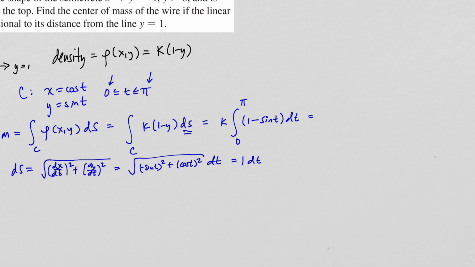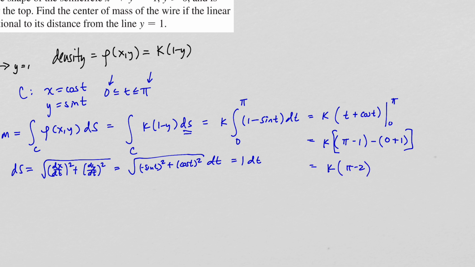Now I'm going to go ahead and complete this. We have k multiplied by t minus the integral of sine, which is negative cosine. And then from 0 to pi. And this is k times pi plus negative 1 minus 0 plus 1. And this gives us k times pi minus 2. So this is the total mass.